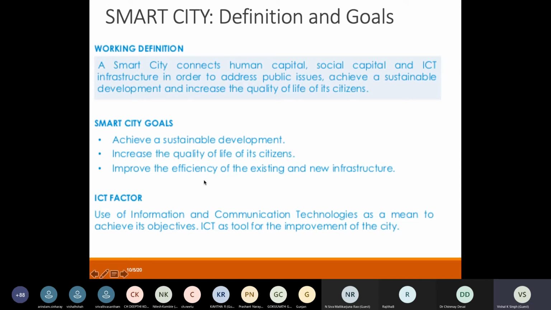Also, improve the efficiency of the existing and new infrastructure. Whatever infrastructure and resources we have at present can be improved, and whatever new technology or new resources we are developing has to be used efficiently. Now, to achieve these goals, information and communication technology plays an important role in the concept of a smart city.